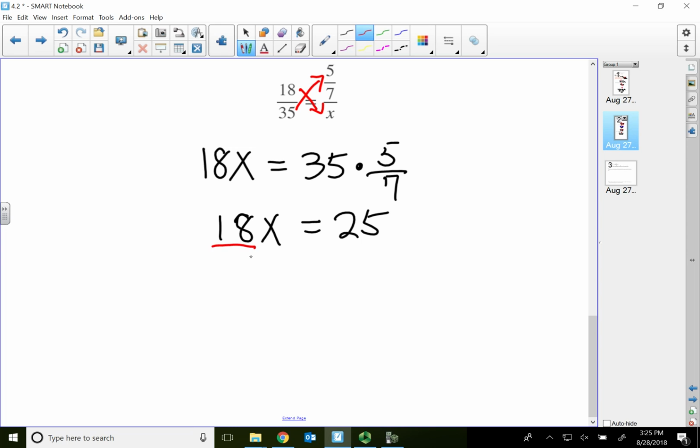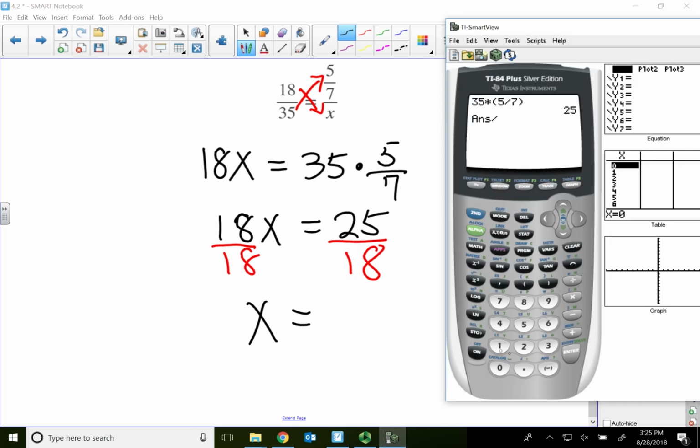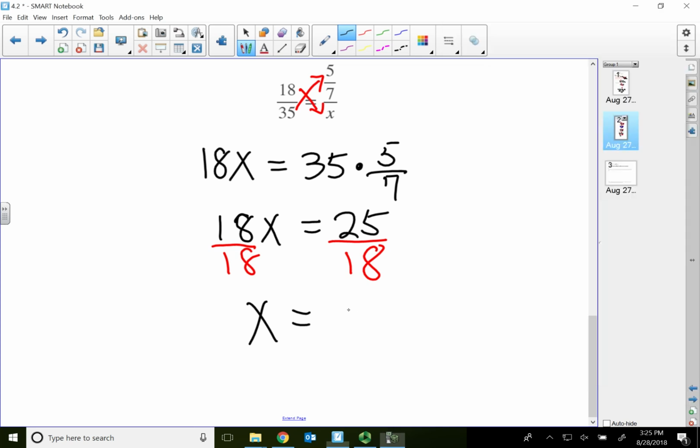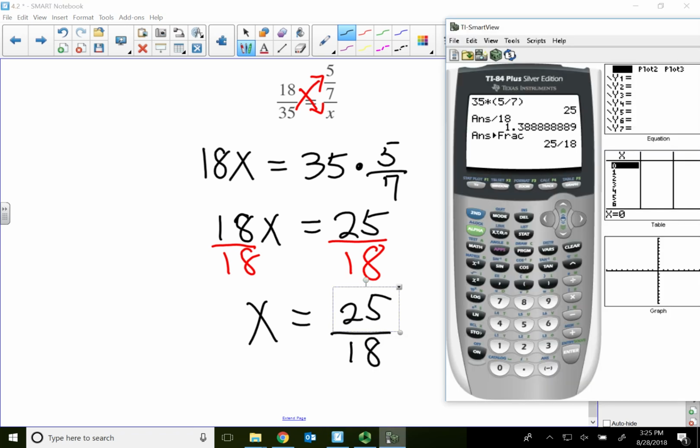So to get x by itself, divide both sides by 18. So if I do 25 divided by 18 now, it will always give me a decimal answer initially. So with the graphing calculator, we can press math, choose number 1 to fraction, and convert to a fraction. That's 25 over 18 still. If you are using a scientific calculator, please ask your instructor to show you how to convert decimals to a fraction with the calculator you have.